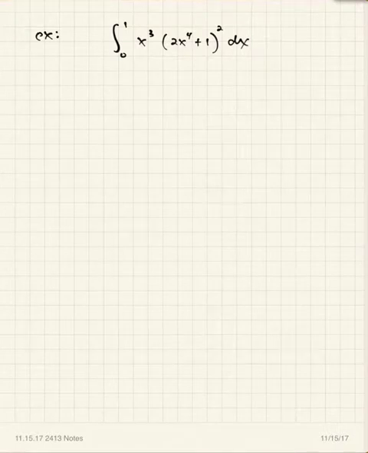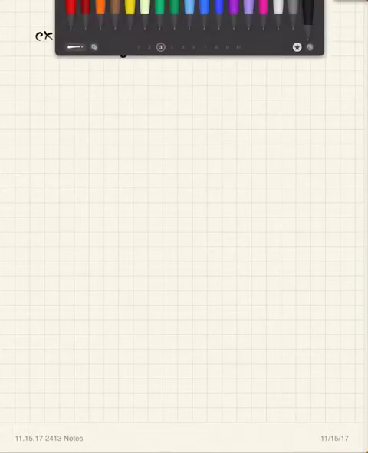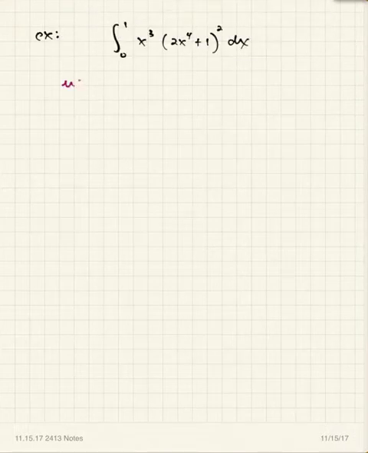All right, so we see a function raised to a power. This is the function 2x to the fourth plus 1. So my substitution here is going to be to let u be equal to 2x to the fourth plus 1. Let u be the function that's being raised to the power. Don't use the power in there, just the function itself.